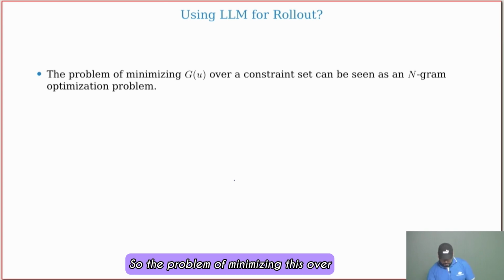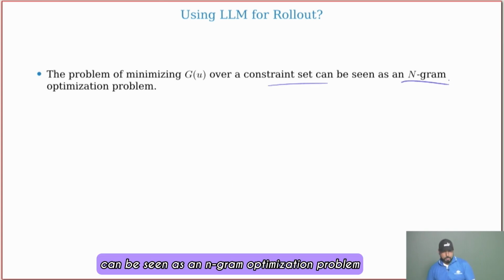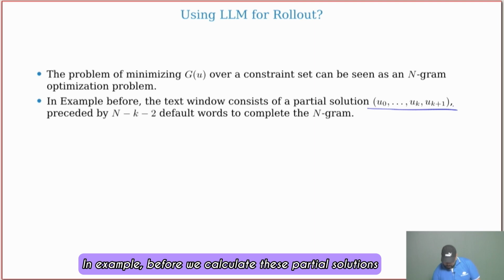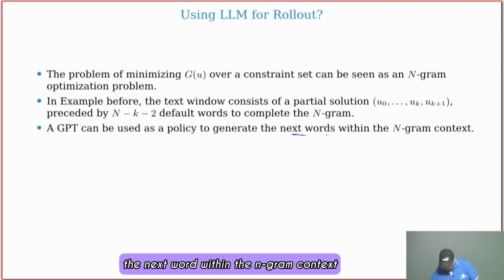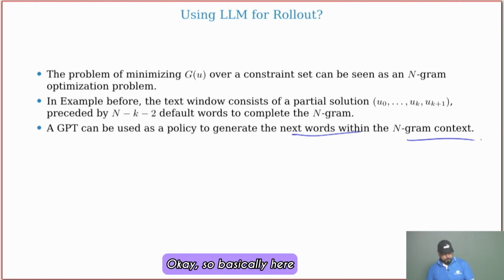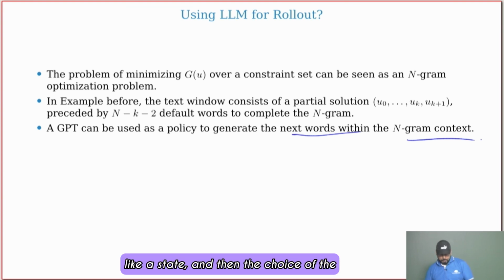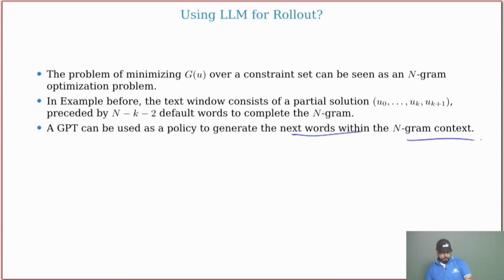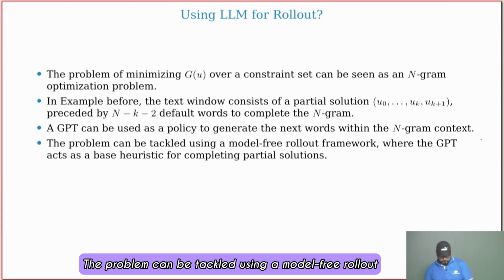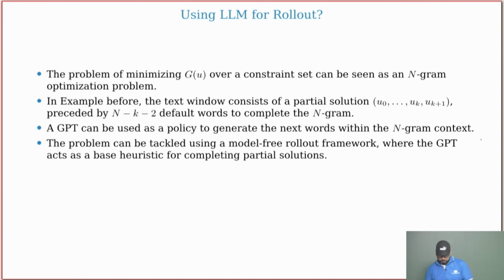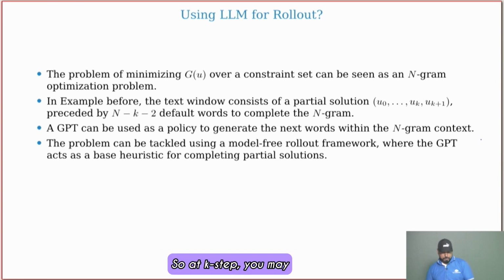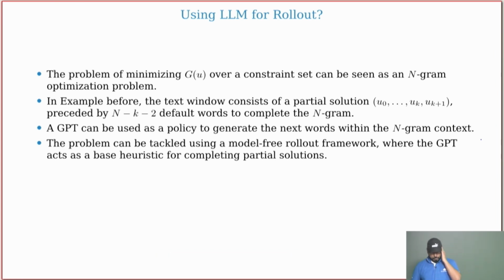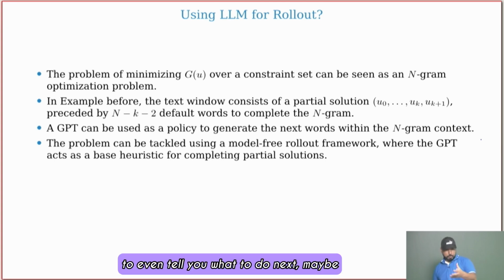So the problem of minimizing this can be seen as an n-gram optimization problem. In the example before, we calculated these partial solutions, and a GPT can be used as a policy to generate the next word within the n-gram context. Okay, so here words could be seen as a state, and the choice of the next word is an action that you are supposed to take. The problem can be tackled using a model-free rollout, where the GPT acts as a base heuristic for completing partial solutions. So at the K step, you may use GPT to even tell you what to do next, maybe.